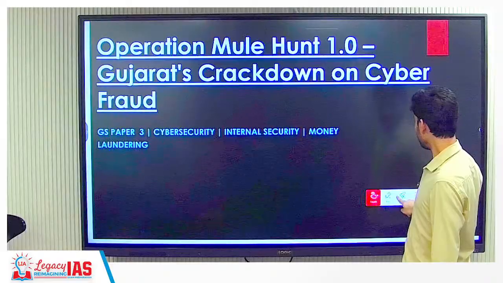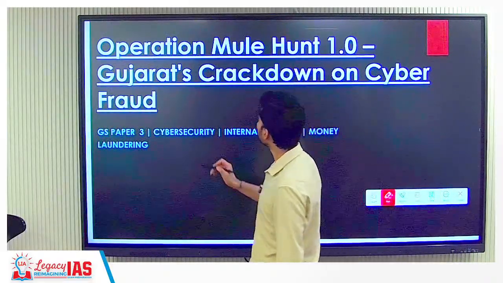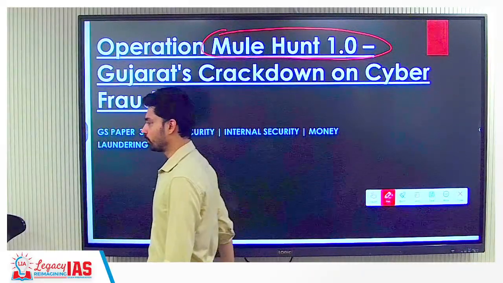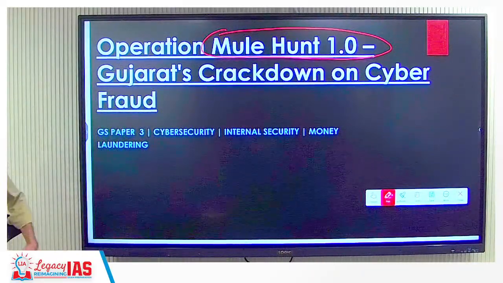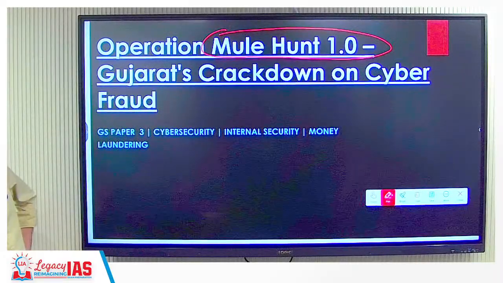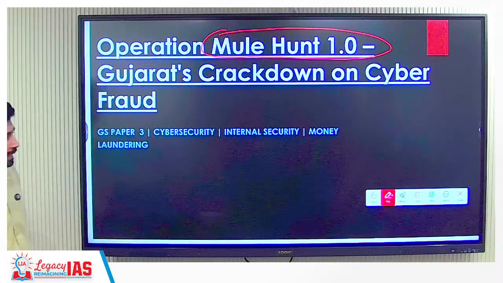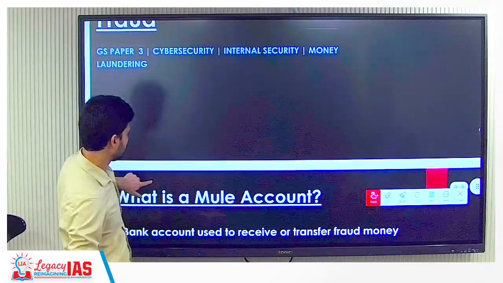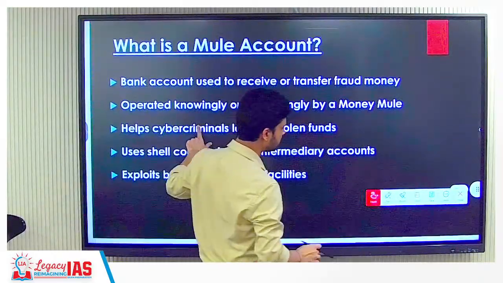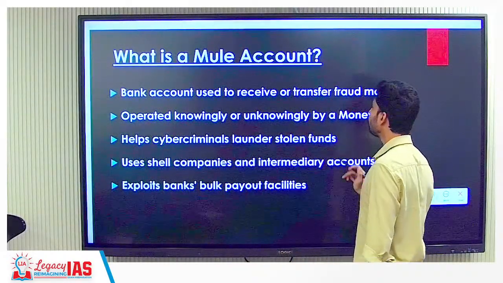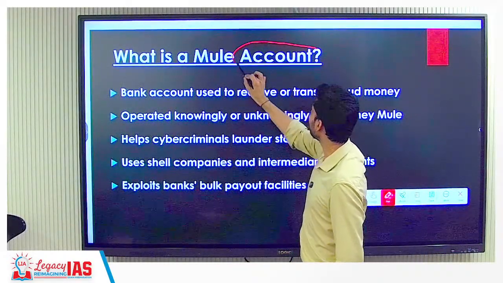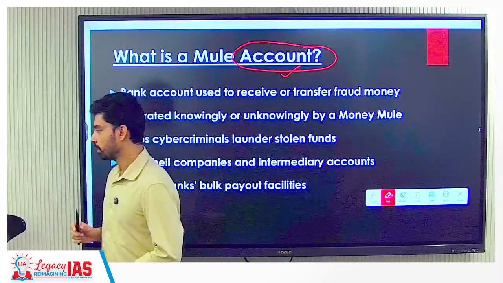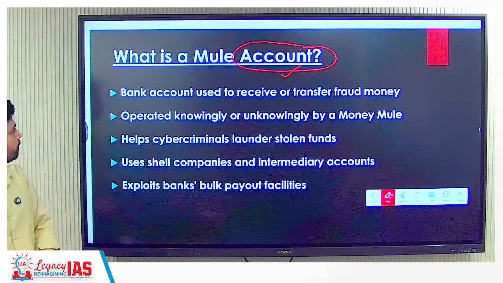Then coming to the next one, a recent operation launched by Gujarat Police called Mule Hunt 1.0. The first version is being launched. So Operation Mule Hunt 1.0, Gujarat's crackdown on cyber fraud. First we have to understand what Operation Mule is. Mule operation focuses on identifying and then closing mule accounts, so it focuses on hunting mule accounts.